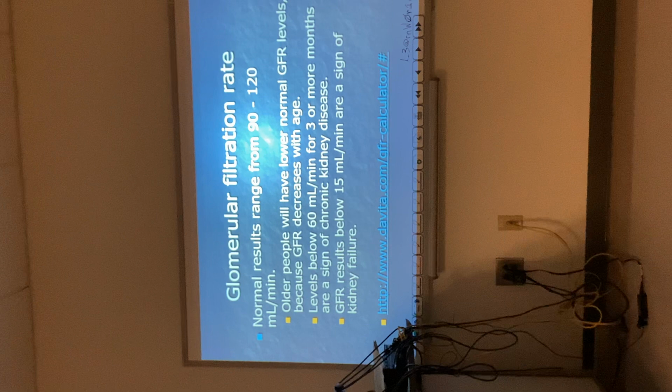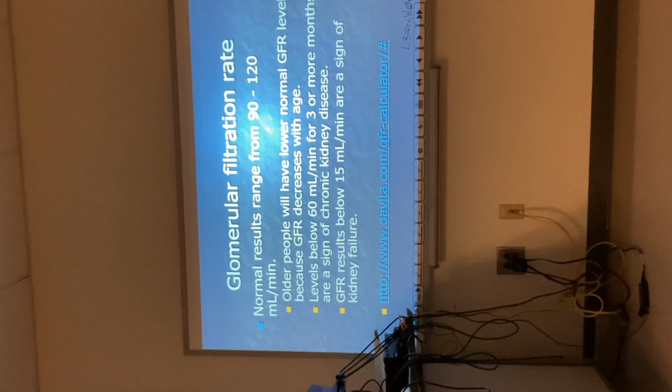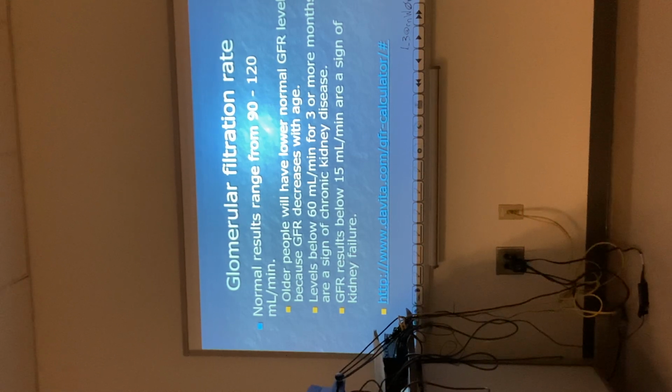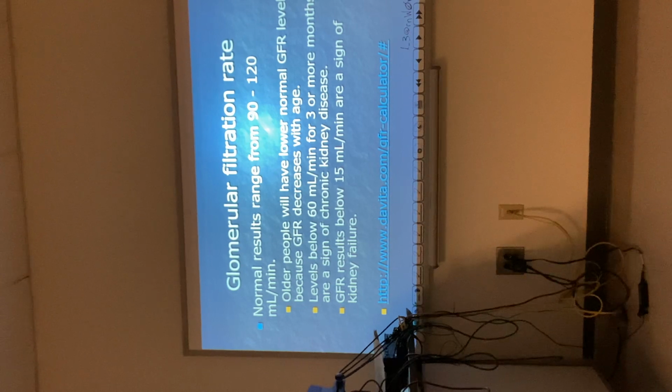When you see any GFR results that are 15 milliliters per minute or lower, that is a sign of kidney failure, and anything 60 or below is a sign of some type of kidney disease. If they're 15 or below, it's going to be renal failure. As we see, the normal range starts at 90.